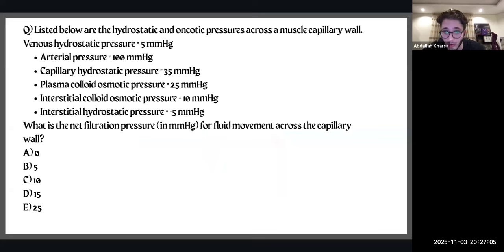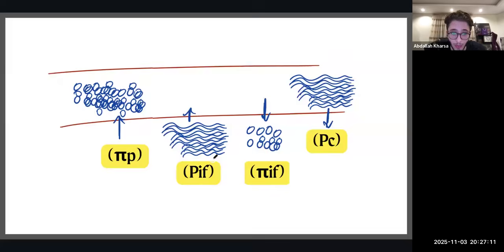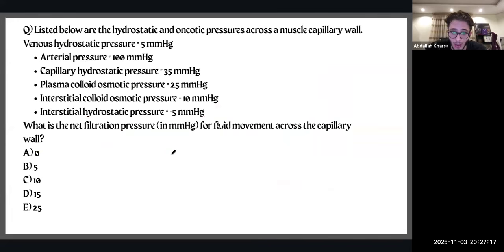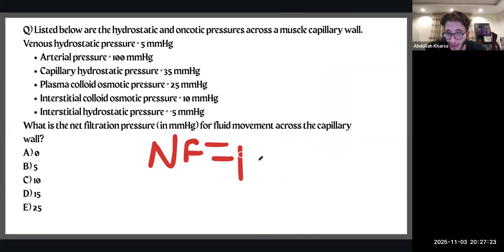If you guys understand this, I want you to answer this question. I want you guys to calculate this. If you don't remember the equation, I'll put it. NFP equals PC minus PIF. Even if you saw the answer, I want you guys to calculate this. PC minus PIF.